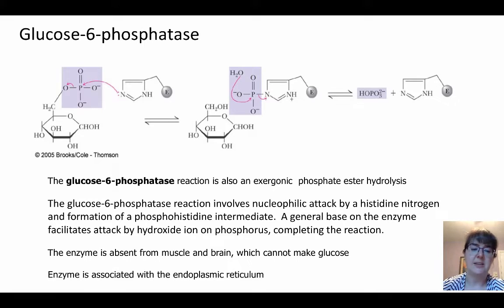As mentioned before, the enzyme is absent from muscle and brain, but it is, again, in the liver and the kidneys. So your muscle and brain, which are the ones that are going to need that glucose, can't actually get to that last step. So it's only the liver and the kidneys that can actually do this, which would allow glucose to leave the liver and the kidneys.